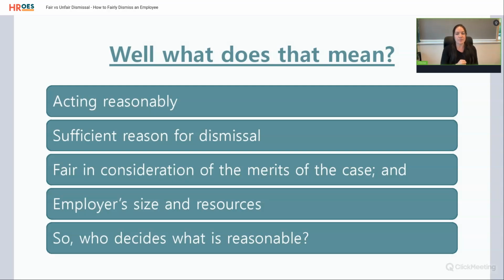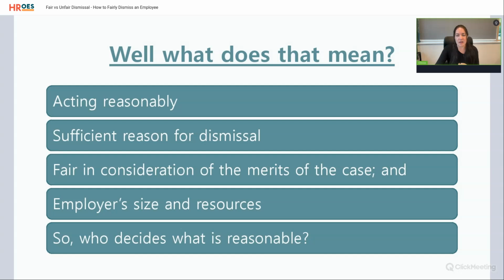It's got to be serious. So is it fair in consideration of the merits of the case and taking into account the employer's size and resources? Where you have smaller businesses or businesses that perhaps don't have vast investigation teams, or the ability to sometimes take specialist advice, it doesn't mean that you're going to get off lightly with the tribunal, but your circumstances in terms of your ability to deal with a matter are going to be taken into account.